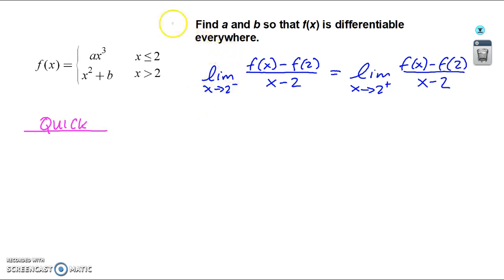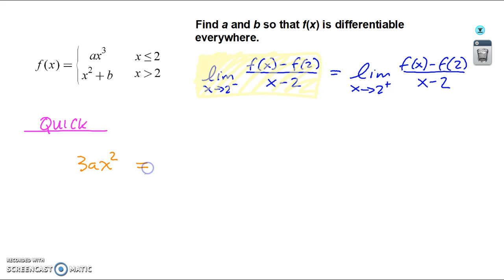All this left side is saying right here, I'm going to just highlight it. This left side here is just saying the derivative at 2 of the left side. And now since this is a piecewise function, the left side is going to be the one where x is less than 2. So then f prime of the left would be the derivative of ax to the third. So I'm going to use color coding here. The derivative of ax to the third would be 3ax to the second power.